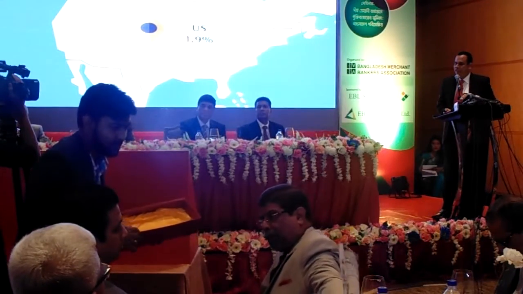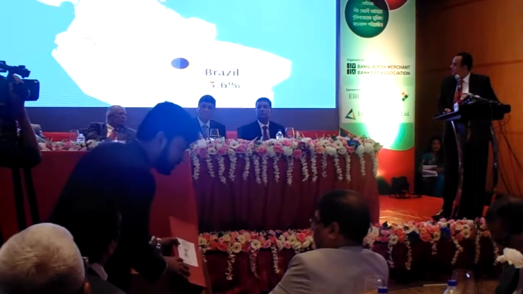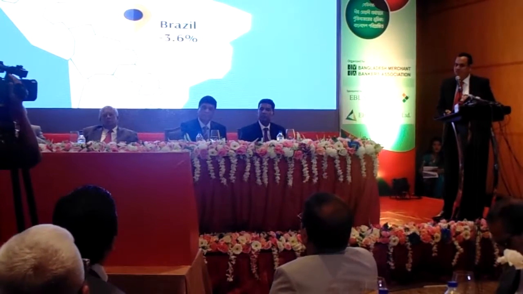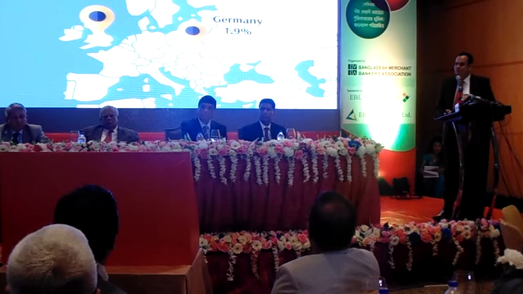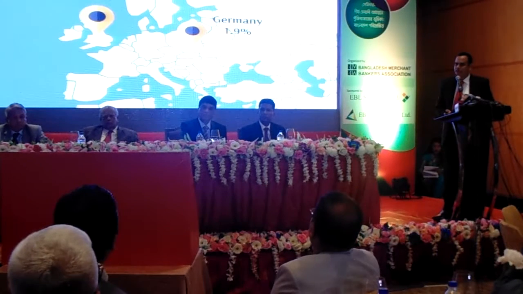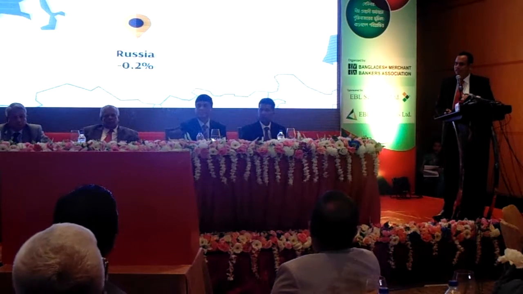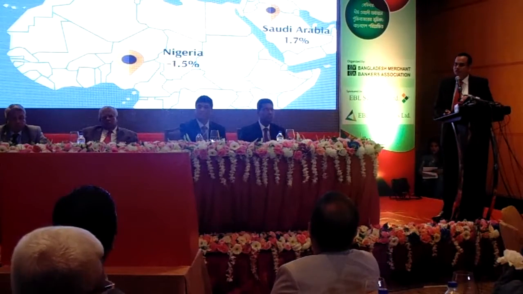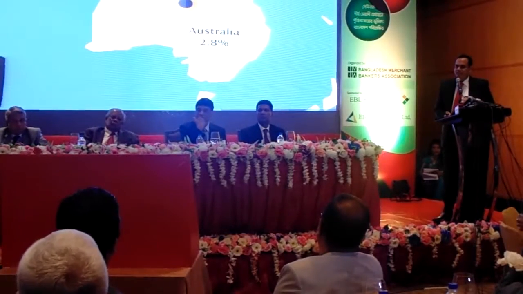In the US, they are growing at 1.9%. That is, 1.9% is their GDP. Brazil's GDP growth rate is minus 3.6%. And in Germany, the GDP growth rate is 1.9%. In the UK, they are growing at 1.8%. And in Russia, they have a negative growth rate of minus 0.2%. And in Nigeria, they are also at minus 1.5%, Saudi Arabia 1.7% plus, and in Australia it is 2.8%.